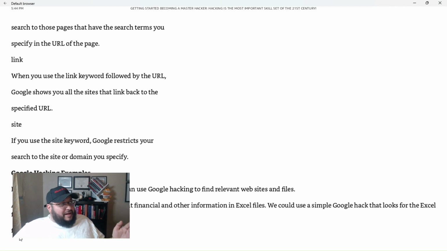So how would you do that? You would write filetype colon XLS, and it's going to look for Excel files through the whole database that Google has of all their logged websites on the web. So let me back up a little bit. Strike that, reverse it.